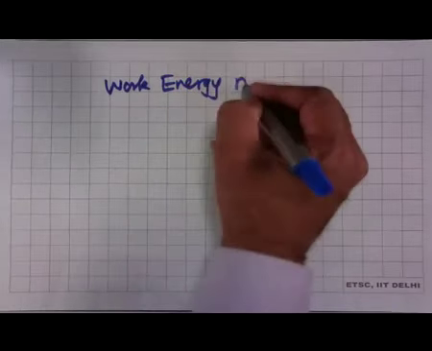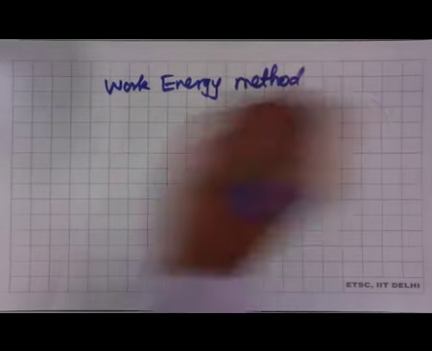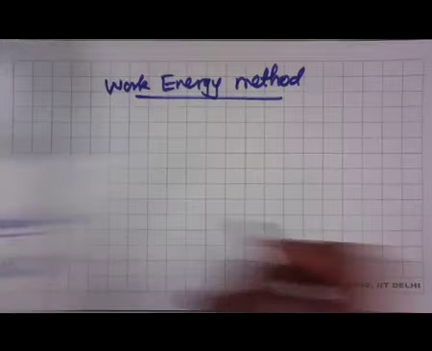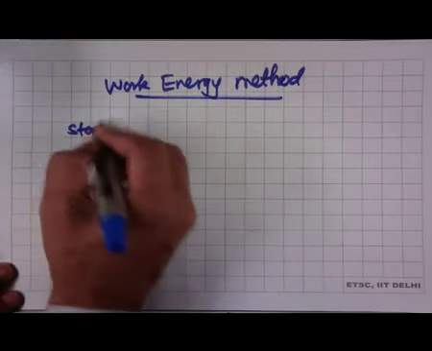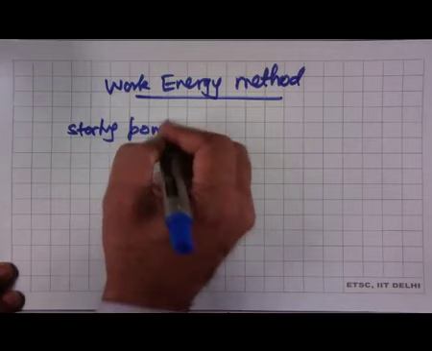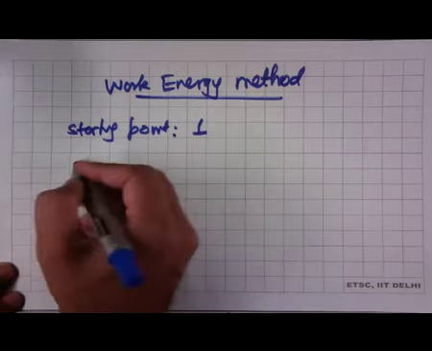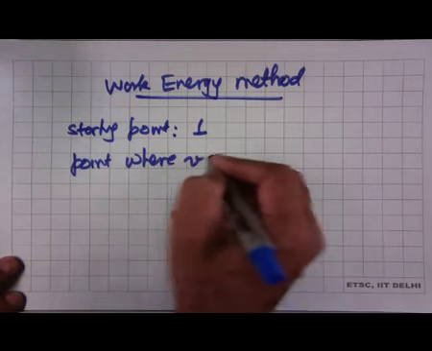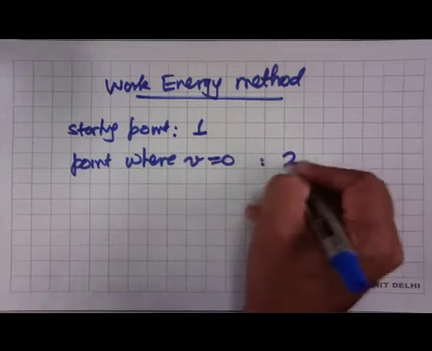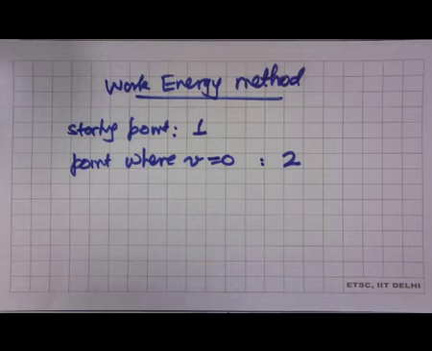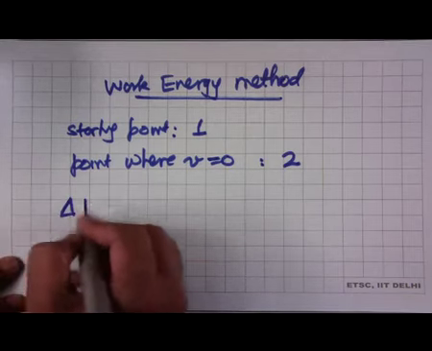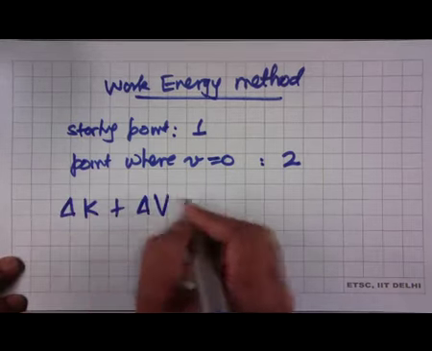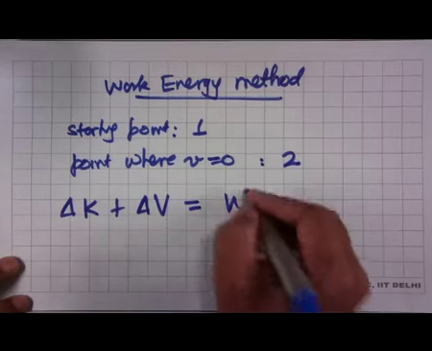And when we use the work energy method, let us call the starting point 1 and the point where the block stops, we call this point the final position. So, now the work energy method tells us delta K plus delta V is equal to the work done by non-conservative forces.